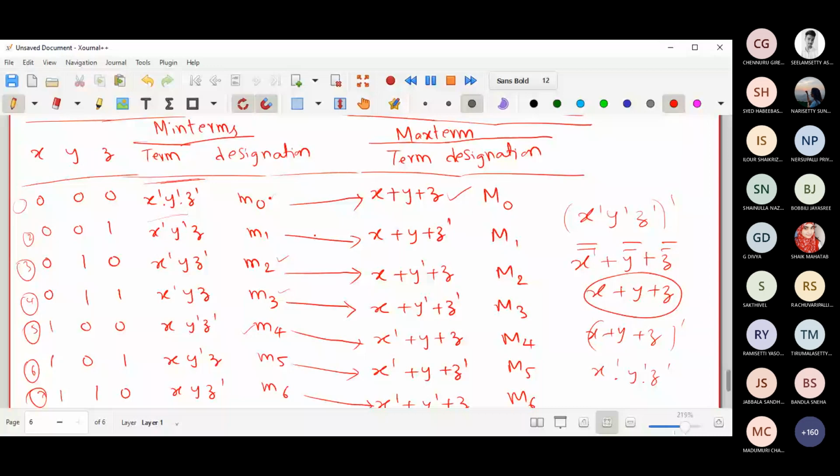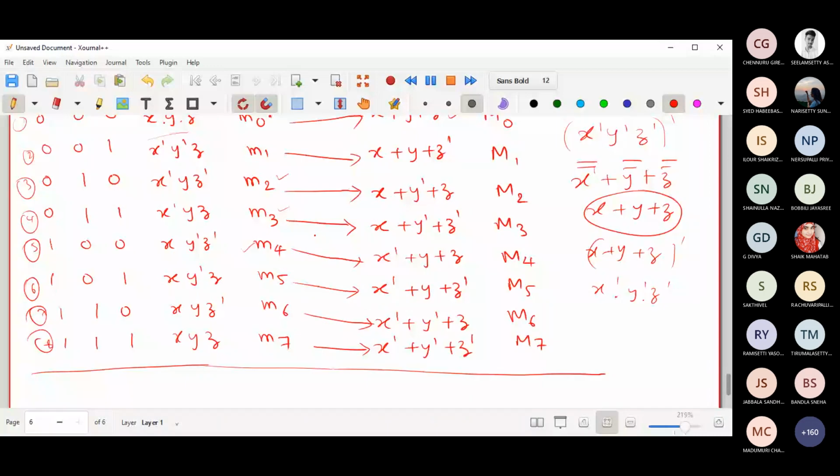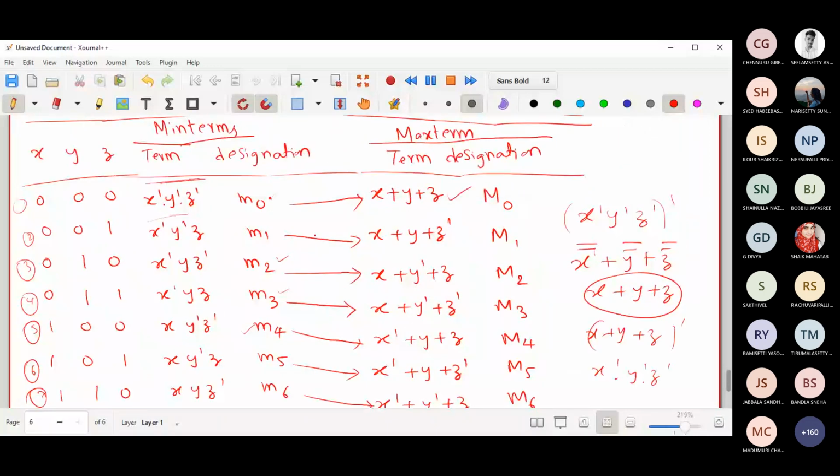So this is one table for minterms, that is the small m representation, 0 1 2 3 4 5 as it is. For maxterms, capital M representation, that is M1, M2 and so on.